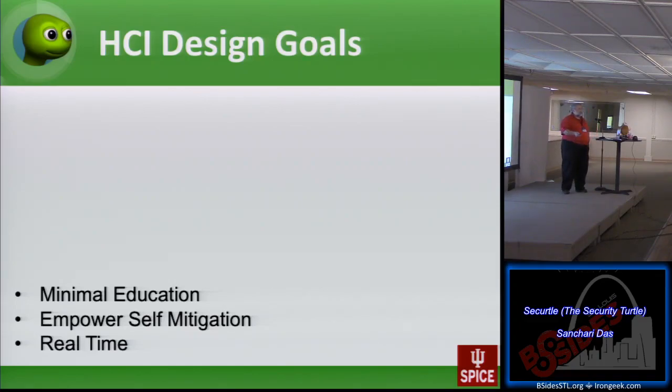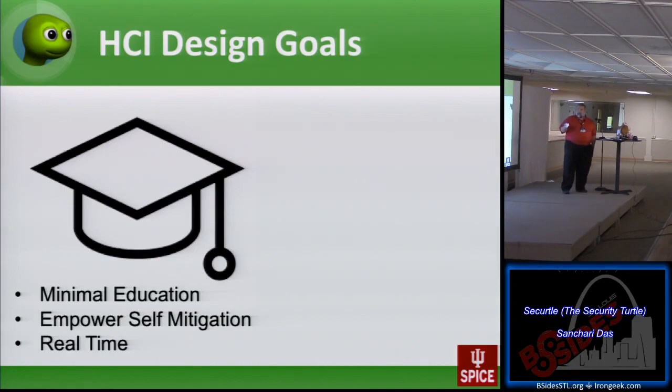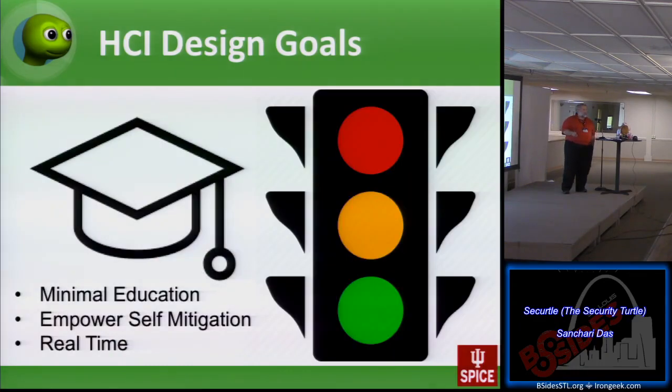So, what's the design we'd be looking for? We'd be looking for something that requires minimal education for the user to use. We'd be looking at something that empowers mitigation, where a user can protect themselves. And we're looking for something that gives them real-time information. So, a little bit of education, but mostly really simple communication of ambient threat situations.